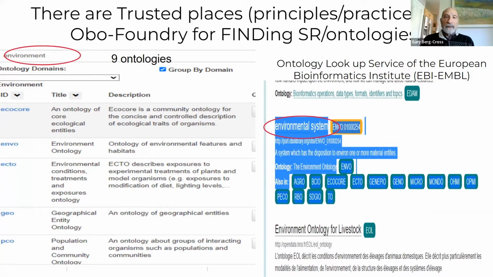Looking at the ontology lookup service, OLS, which is an obvious place for people to go, I found a slightly larger set, a lot of overlap. It had a few more specific things like livestock. So they have a different look and feel, of course, but essentially you can find things if you know something about ontology repositories. Next slide.